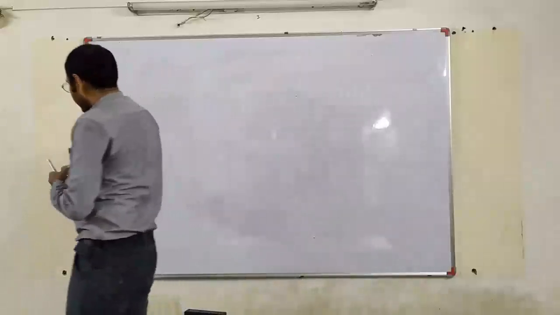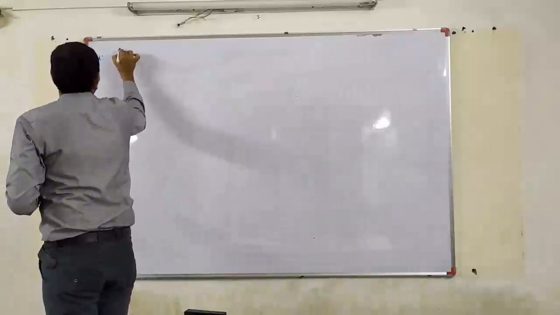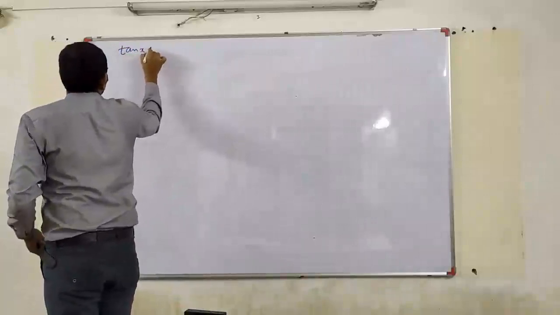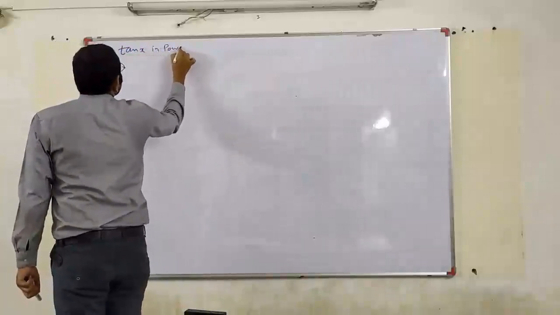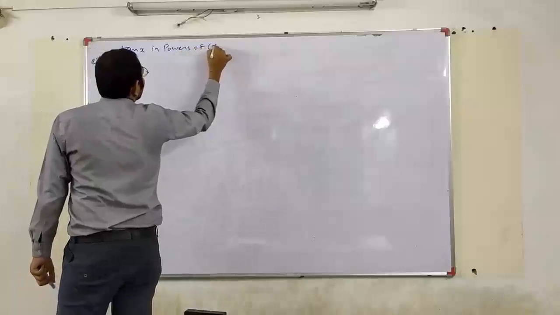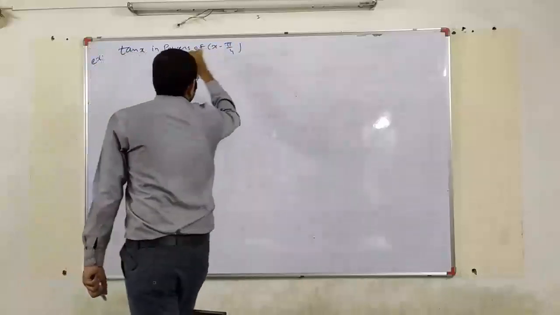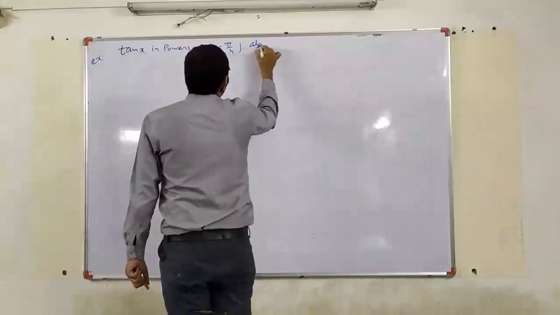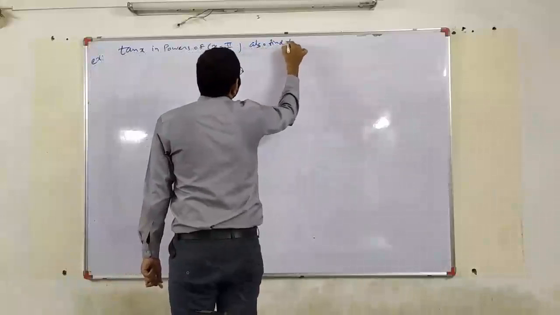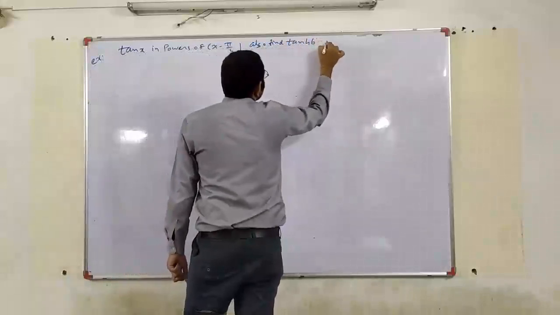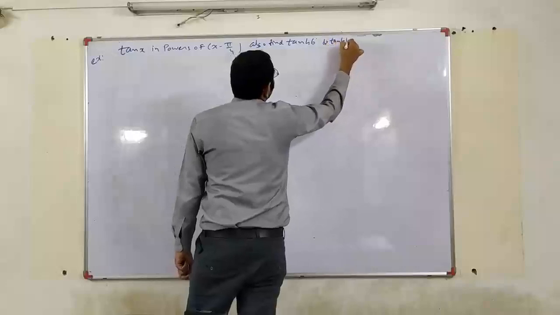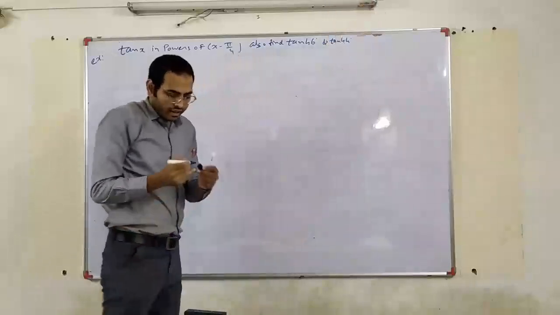Expand the Taylor series of tan x in powers of x minus pi by 4. Also find tan 46 degree and tan 44 degree.